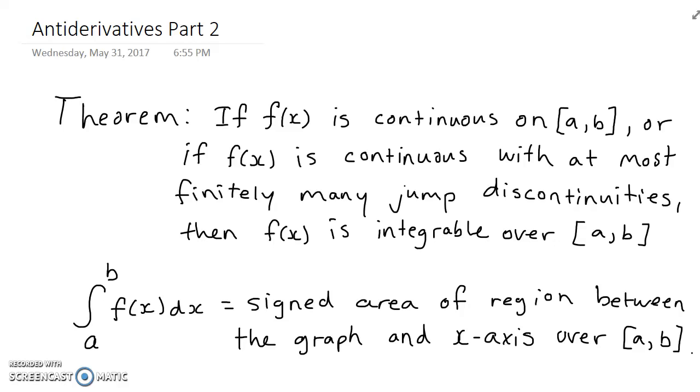So this is the second part to the antiderivatives video. To start off, the theorem: if f of x is continuous on [a, b], or if f of x is continuous with at most finitely many jump discontinuities, then f of x is integrable over [a, b].